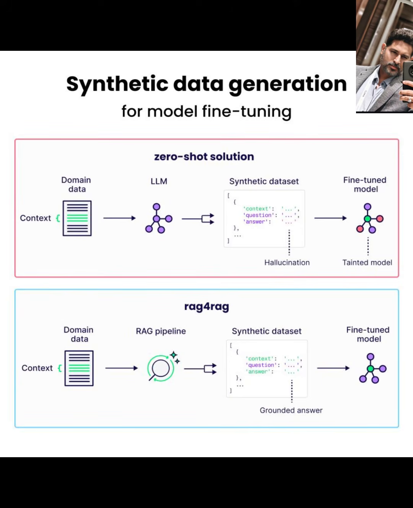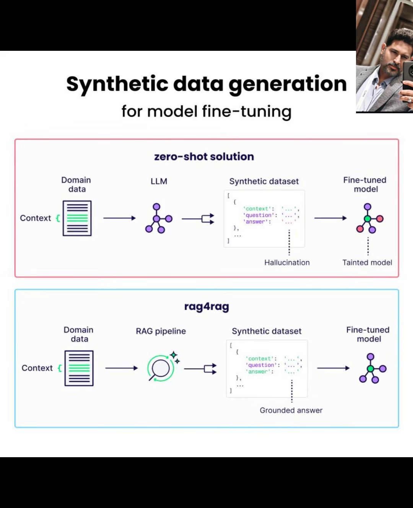Enter the second approach, RAG for RAG. This looks a bit more complex, but it's designed to tackle that hallucination problem head-on. Again, we start with our domain data, our context. But instead of feeding it directly to a plain LLM, we use a RAG pipeline. RAG stands for Retrieval Augmented Generation. What does that mean? Before generating anything, the RAG system first retrieves the most relevant pieces of information directly from your original domain data that relate to the question or task at hand. Only then does it generate the synthetic data, like the question-answer pairs.